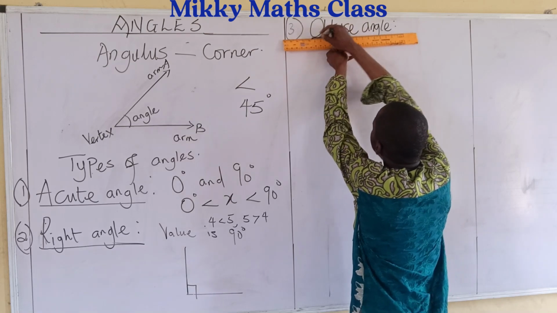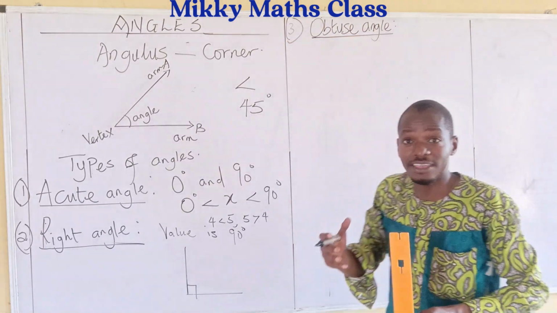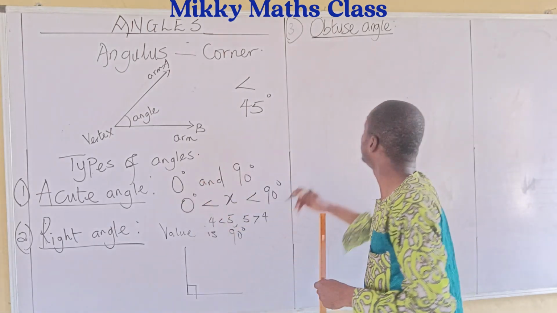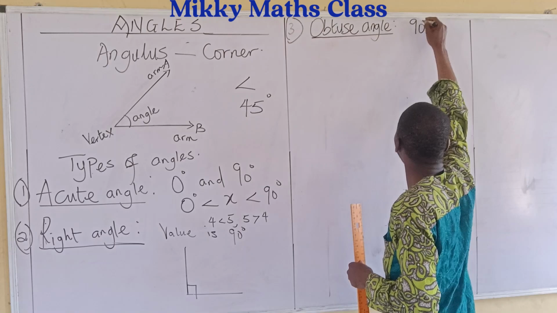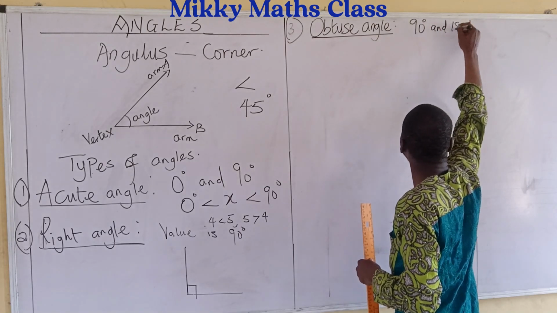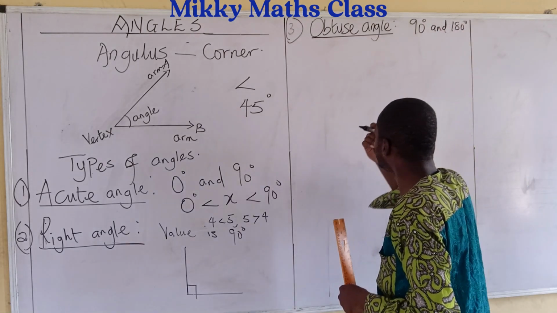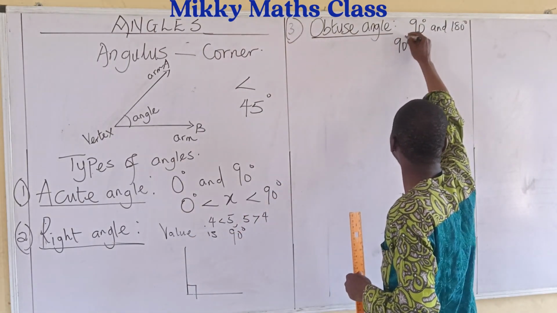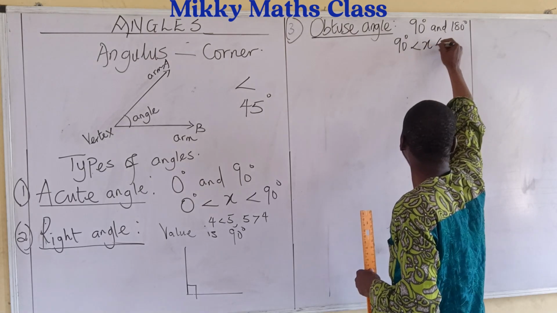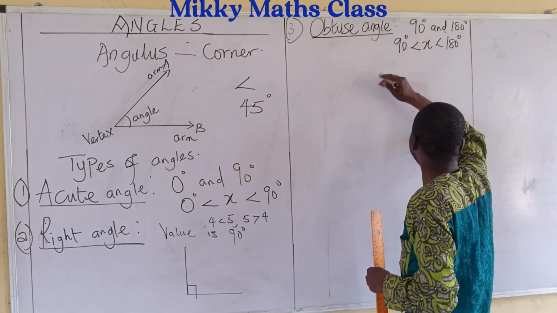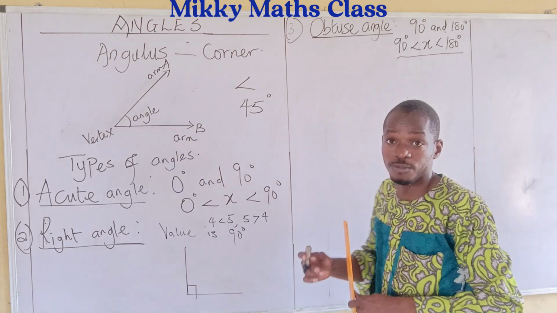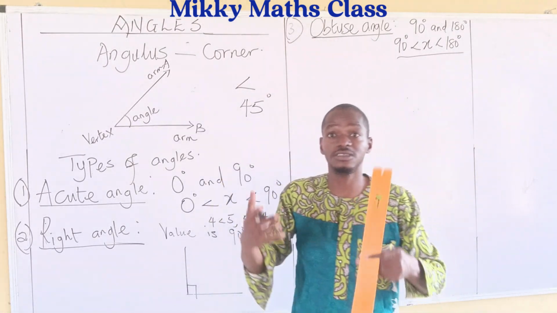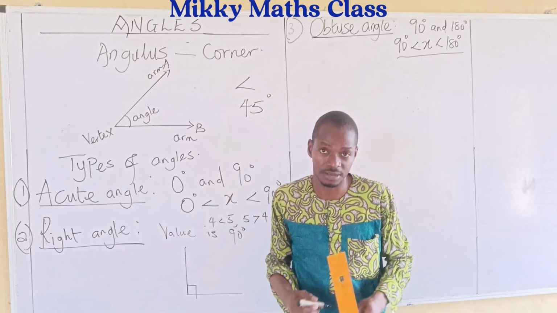An obtuse angle is one that lies between 90 degrees and 180 degrees. Now, let's put the range. That means you can say 90 degrees less than x less than 180 degrees. What does this mean? This means that an obtuse angle is one that is greater than 90 degrees, but is smaller or less than 180.